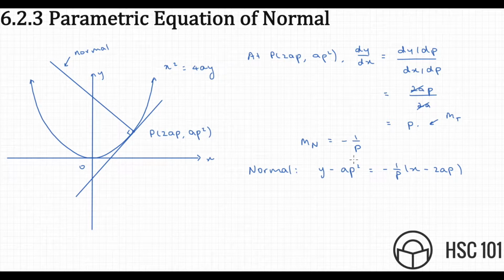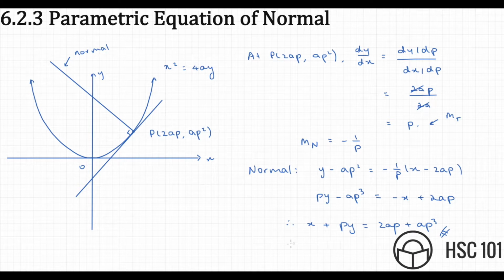In order to rearrange this into what we call the standard form, we're going to multiply both sides by p. That gives us p times y minus ap³ equals -x plus 2ap. I'm going to move the minus x to the left and the minus ap³ to the right. And this now gives us x plus p times y equals 2ap plus ap³. And that's what we have for the standard parametric equation of the normal.